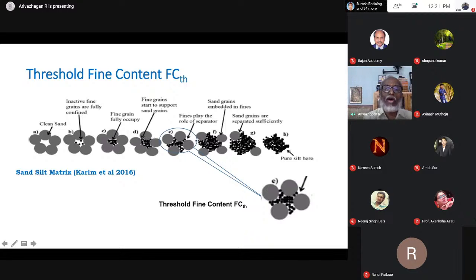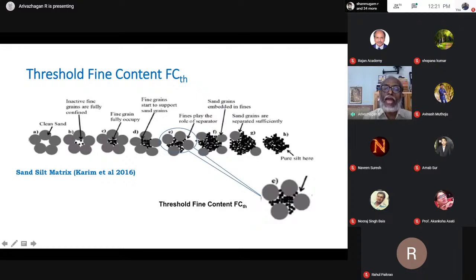Then I increase further. It changes their behavior. That is just to support the coarse grain, that is the sand particle. Then fines play the role of separator. Then after that, what happens? It does not support. It gives the role of separating the coarse particles, because it gives force on that particle.